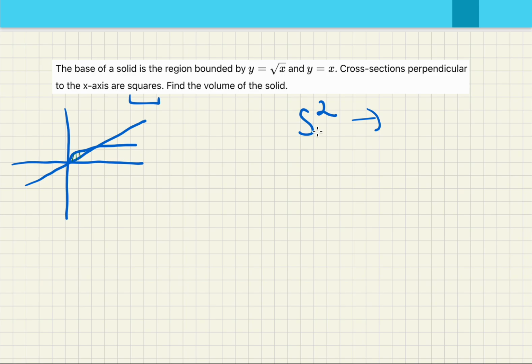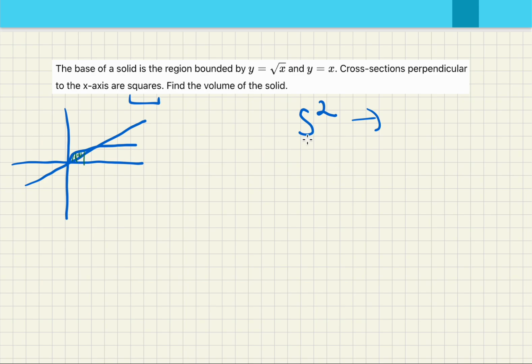But how do we calculate the value of s? So we know that the value of y equals square root of x is this whole length. And the value of y equals x is this smaller piece. And so if you subtract the length of y equals square root of x, which is this big one, by the length of y equals x, which is the smaller one, we would get the length of this small region enclosed or bounded by the two equations.